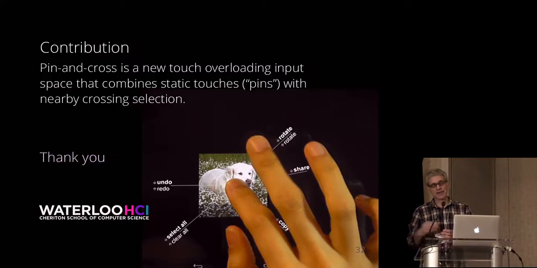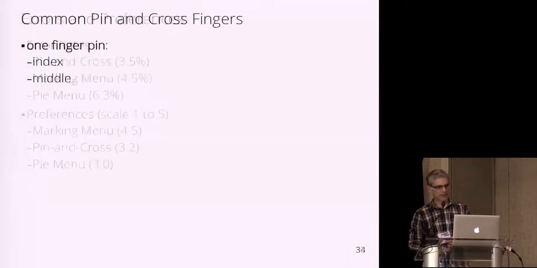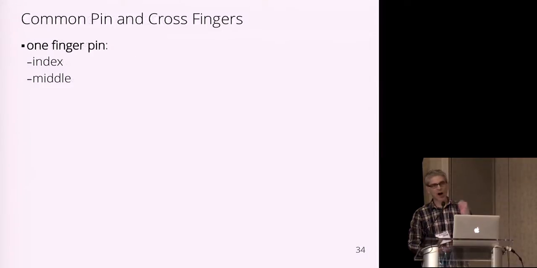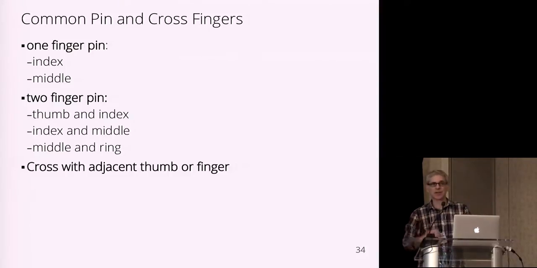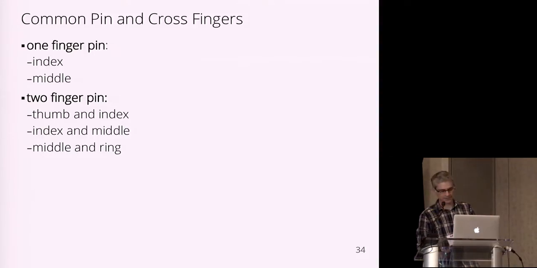I didn't talk about it, but from looking at the data, we know what fingers they typically use. For one finger pin, they do use index and middle. For two finger pin, they use these fingers, and then they always use one of the adjacent fingers on either side. So they're not using all 5 at this point, but maybe we could enforce that. It would be interesting. Thank you.